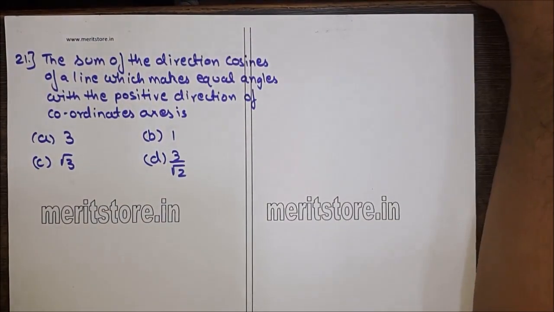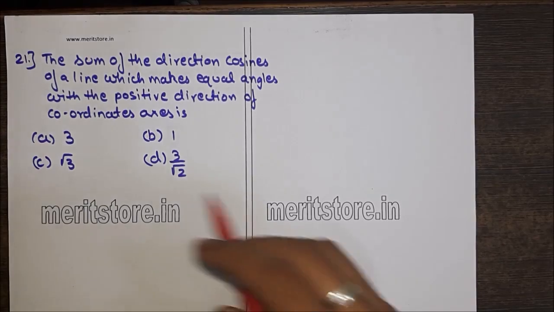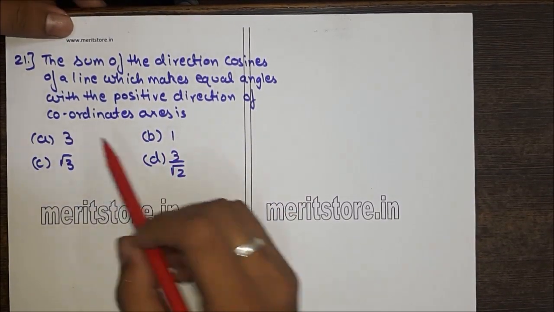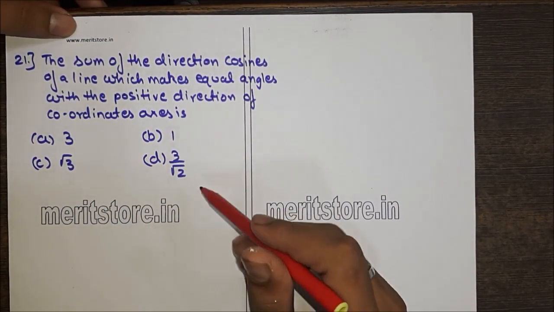Question number 21. The sum of the direction cosines of a line which makes equal angles with the positive direction of coordinate axis is: option A, 3. Option B, 1. Option C, root 3. Option D, 3 by root 2.